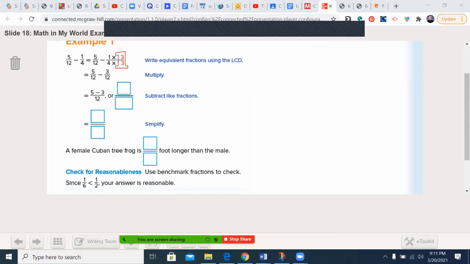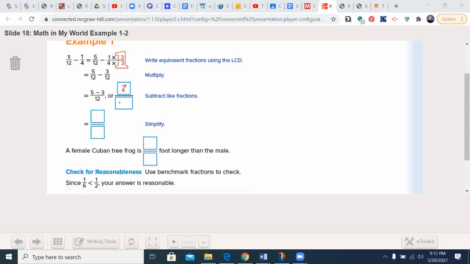Okay. So we have our 5/12, but we need to turn our 1/4 into a 12. And as I mentioned just moments ago, 4 goes into 12 3 times. So I'm going to multiply the numerator and denominator of 1/4 by 3. 1 times 3 is 3. 4 times 3 is 12. That gives me a 5/12 minus 3/12. And I can subtract. 5 minus 3 is 2. We keep the denominator of 12. And we have an answer.